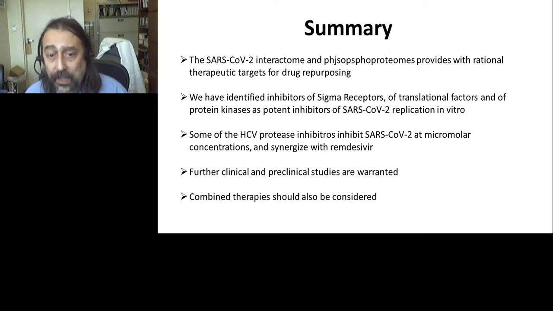We have identified inhibitors of sigma receptors, of translation factors, and of protein kinases as potent inhibitors of SARS-CoV-2 replication in vitro. Also, I've shown you that some of the HCV protease inhibitors inhibit SARS-CoV-2 at micromolar concentrations and synergize with remdesivir. But further clinical and preclinical studies are warranted. And I think that one important thing is to consider combined therapies.